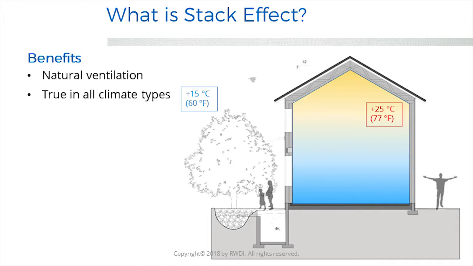And this is true in all climate types, and the example that I've got here is effectively showing that in 15 degrees Celsius, 60 degree Fahrenheit conditions, air comes in at the bottom of the building and leaves at the top. This is the way a chimney might work on a fireplace. And the stack effect in this particular case is gentle enough that it's generating air movement, but not causing other undue problems.